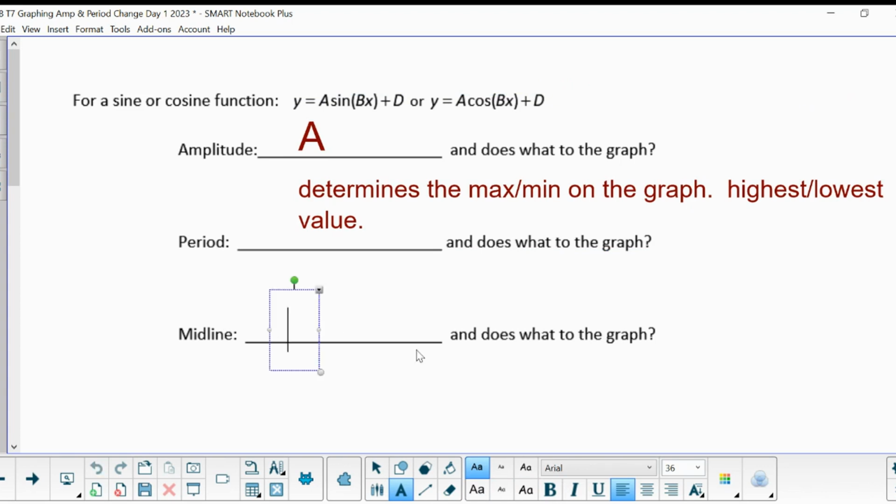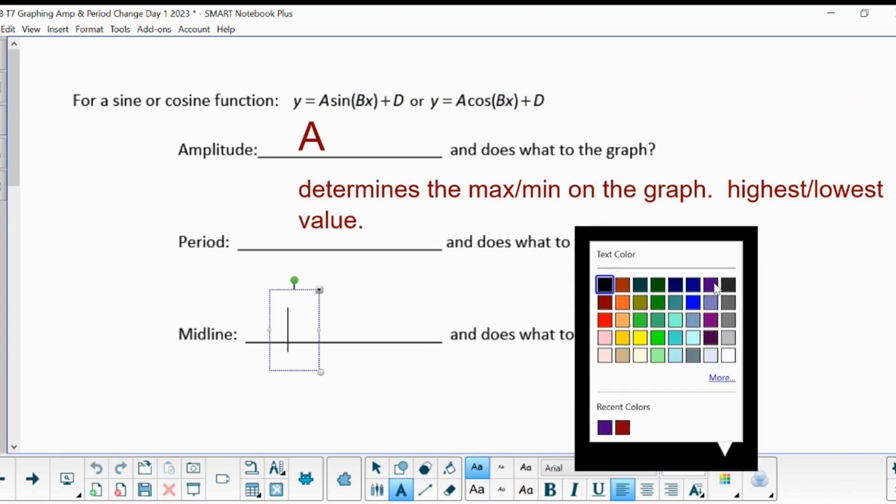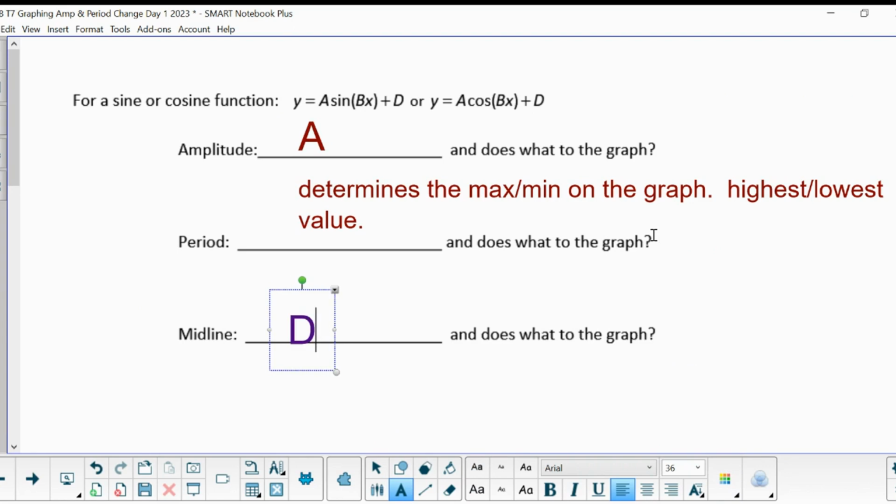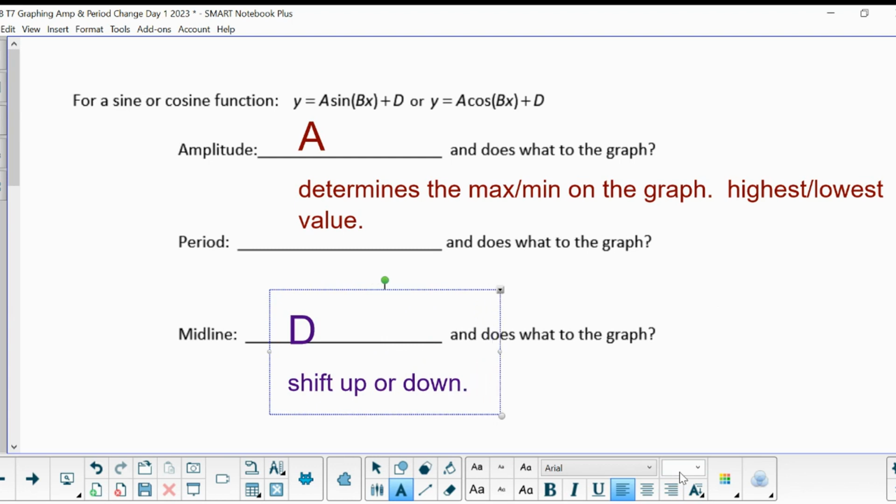So the midline is determined by D. So D gives you the midline. And D, the midline, determines the shift up or down. Okay, so if it's a 2, it's going to move it up or down 2. But we will talk about the midline tomorrow.